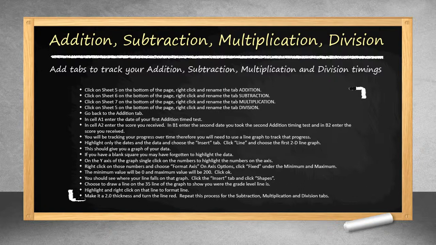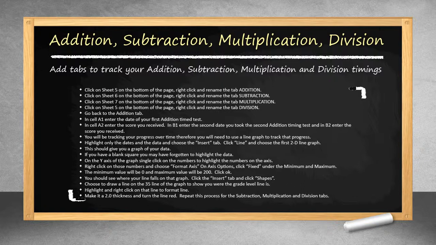Right-click on those numbers and choose Format Axis. On Axis Options, click Fixed under the minimum and maximum options. The minimum value for all 4 of these graphs will be 0, and the maximum will be 200. Click OK. You should see where your line falls on that graph.